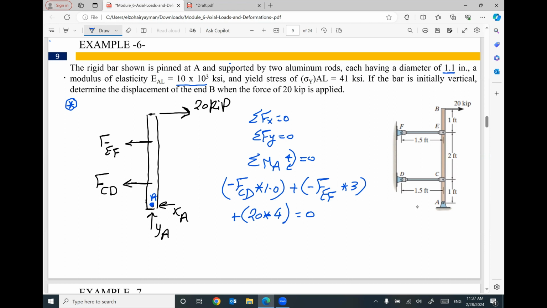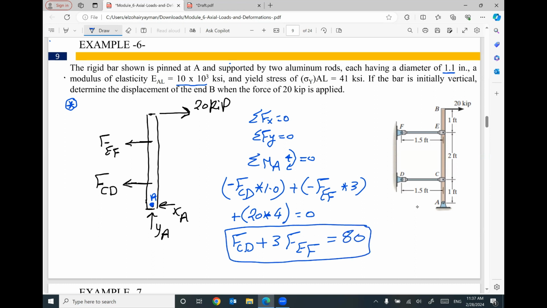From this equation, I can say FCD plus 3 FEF equals 80. This is the first equation we can derive from engineering mechanics. Keep in mind, I'm looking for the forces in these rods. This is my focus. So I don't care about summation Fx or summation Fy, because they will include XA and YA. My concern is only about FCD and FEF. This is the reason why I focused only on the summation of moment at A equal 0. This is the first step.